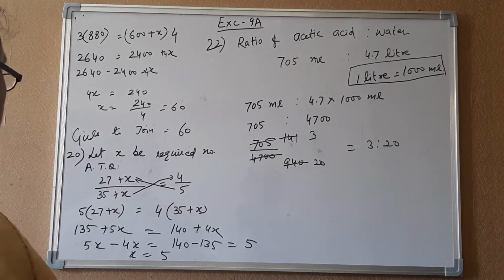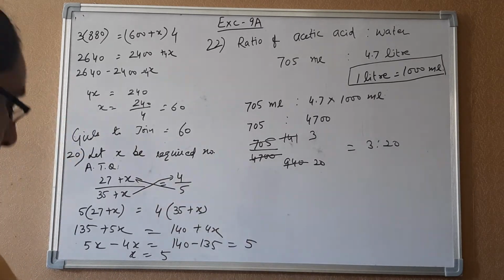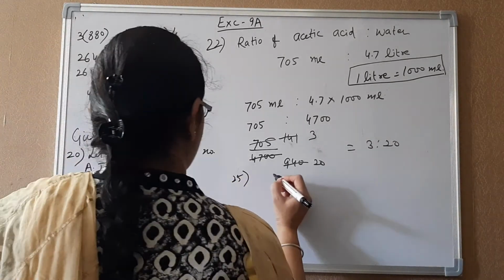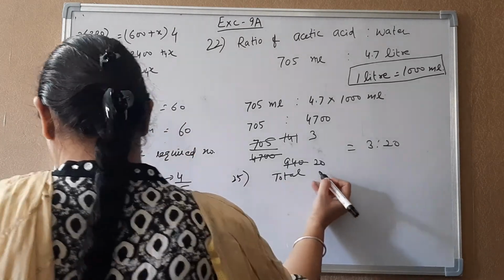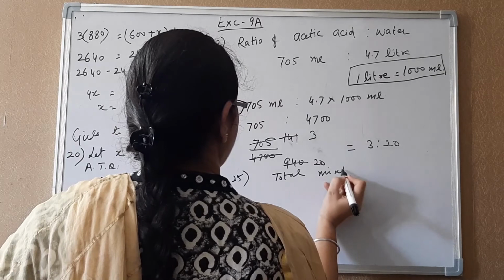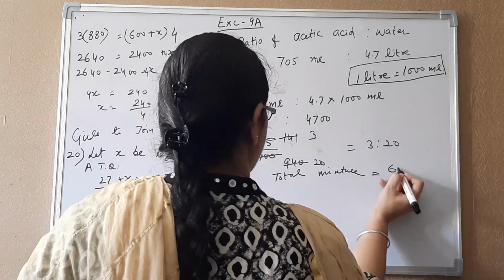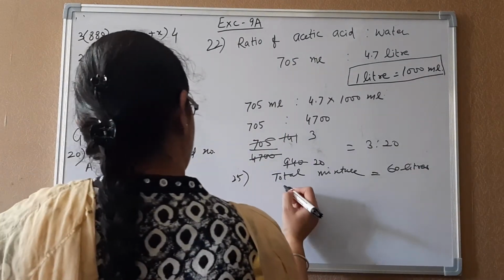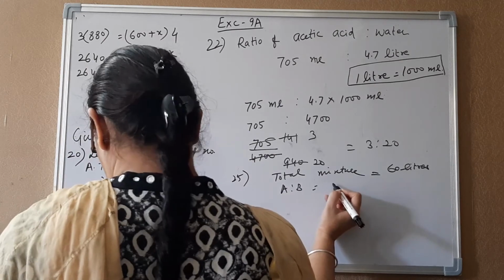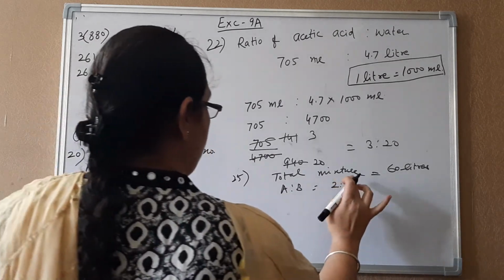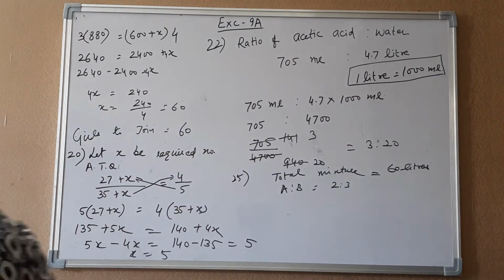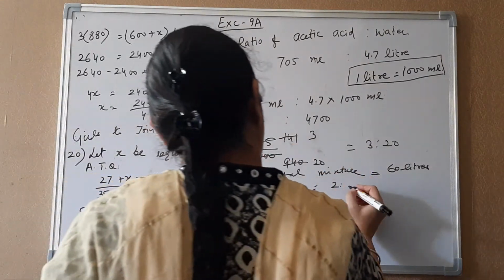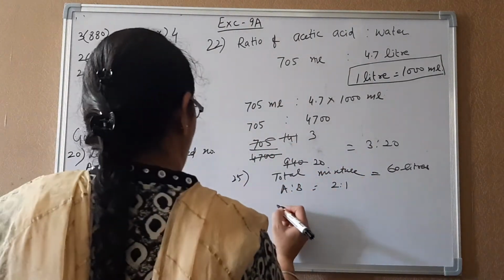Question number 25 is somewhat similar to question 19. So here also you are given the total number, total mixture quantity is 60 liters, and in this the ratio has been divided. A ratio B is 2 ratio 1. What is the sum of the ratio? 3. The ratio given is 2 ratio 1. Sum is 3.